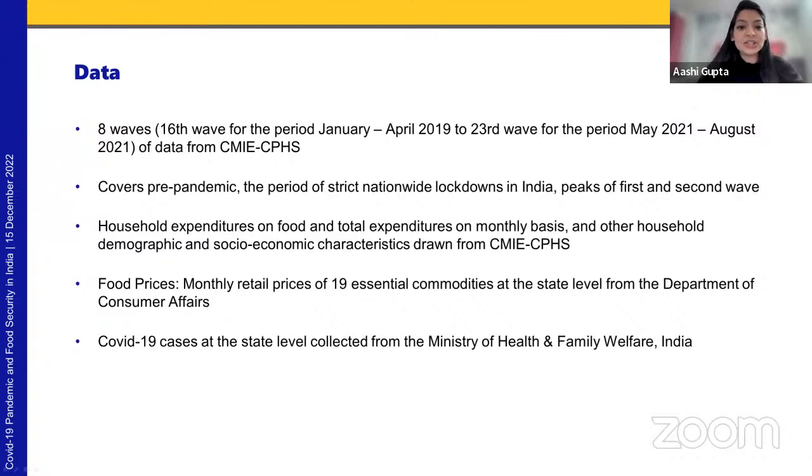In addition, we have used in our demand specification relative price ratios of vegetables to cereals and pulses, sugar to cereals and pulses, milk to cereals and pulses, and oil to cereals and pulses. Controlling for relative food price changes is important because a change in relative prices of goods has a significant impact on the household's shopping baskets. So we use the monthly retail prices of 19 essential commodities at the state level, and the data for the same has been extracted from the Department of Consumer Affairs.